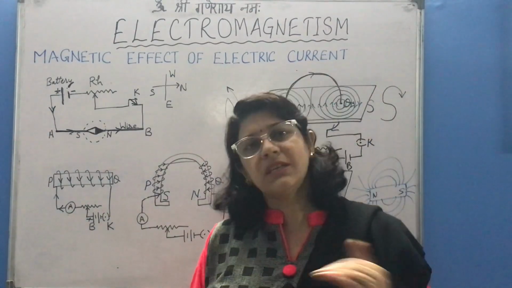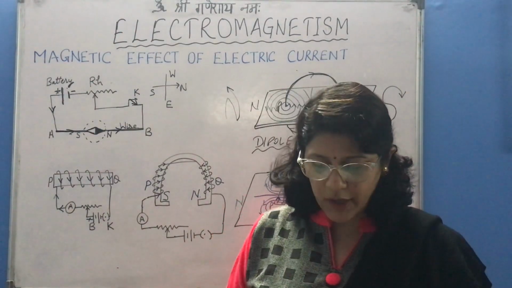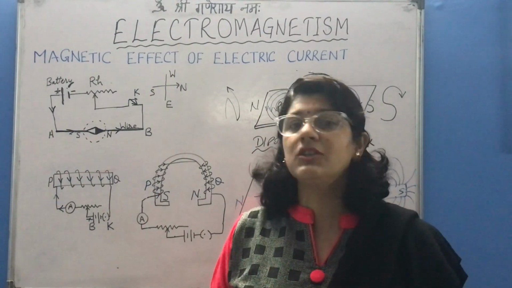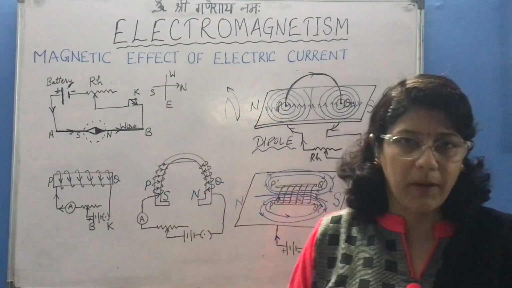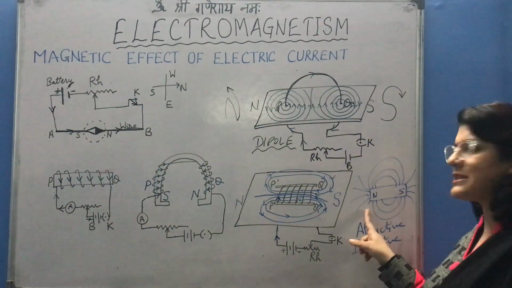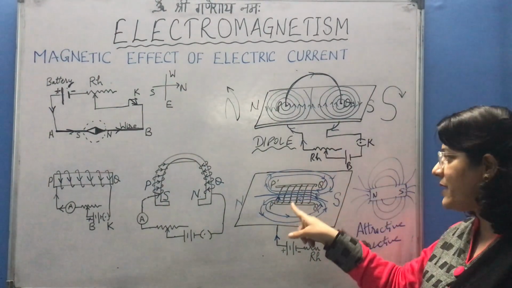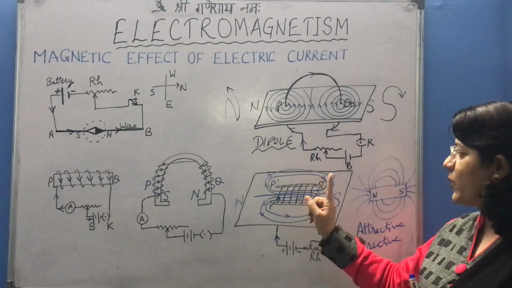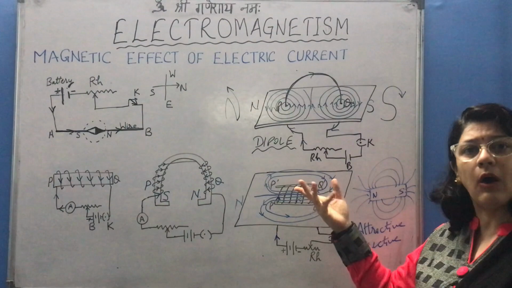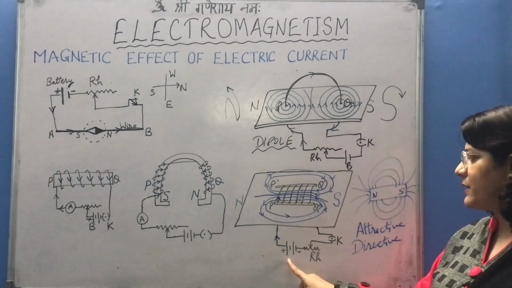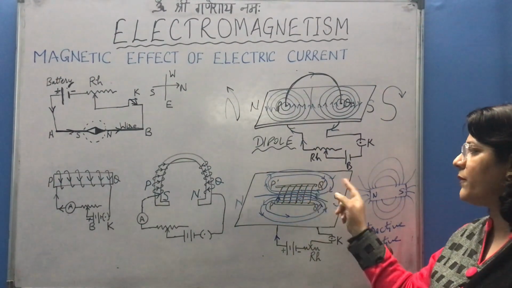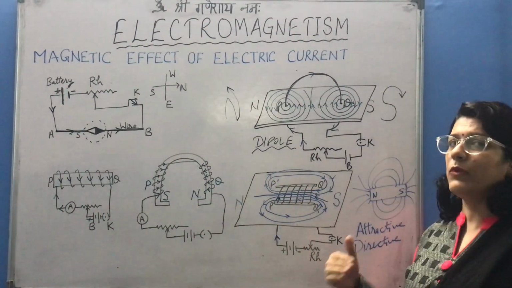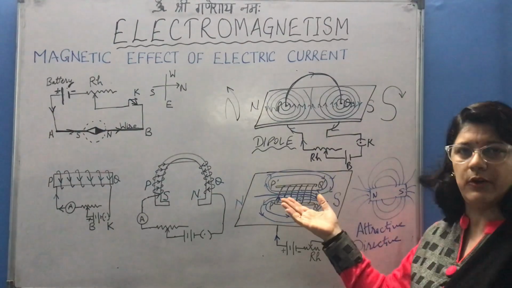So now come to the dissimilarities between the current carrying solenoid and a bar magnet. These dissimilarities are just like the advantages of a solenoid over the bar magnet, because we cannot increase the strength of a bar magnet, but we can increase the strength of a solenoid. This is the first and foremost important point. How? We have already discussed. We can increase the strength of current, we can increase the number of turns, we can insert the soft iron core. In all the three cases, we can increase the strength of the solenoid.